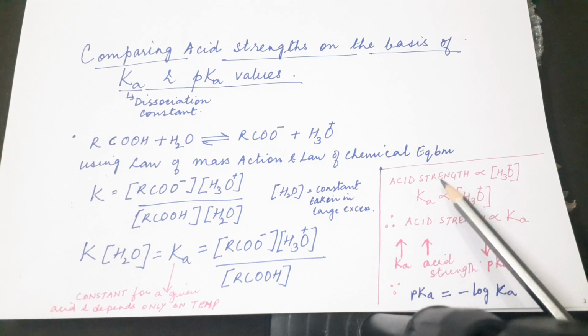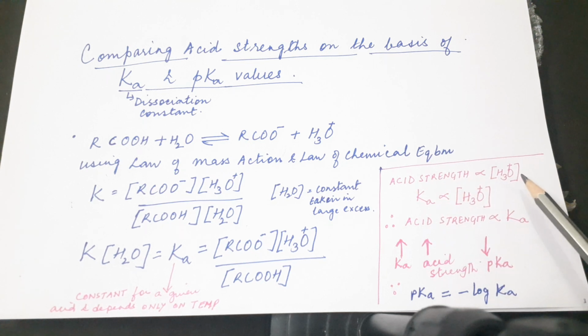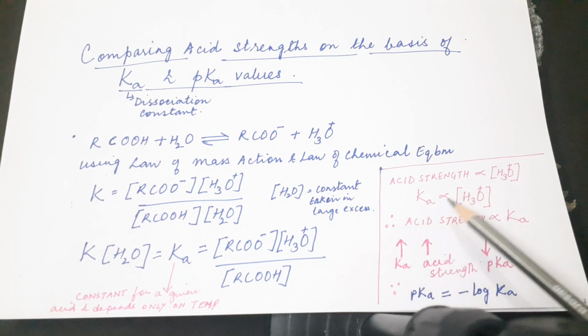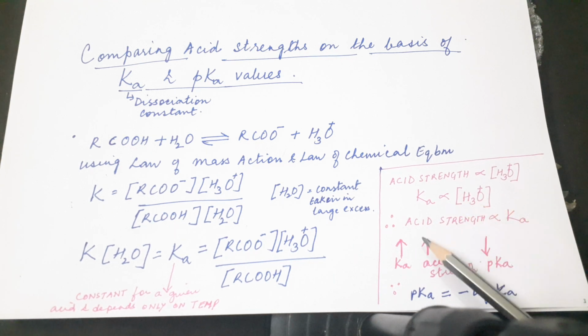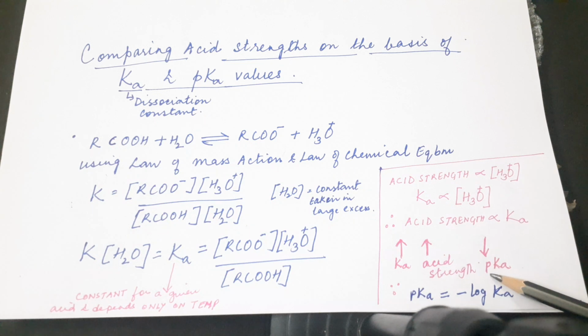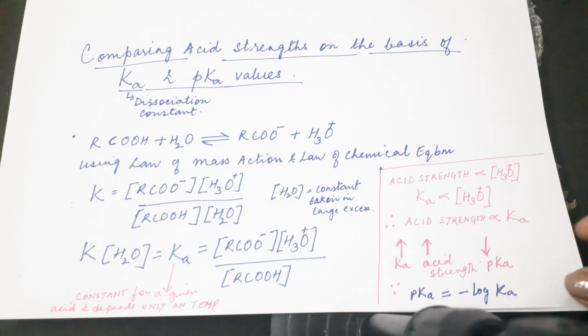So, acid strength is proportional to hydronium ion concentration. Ka mathematically is proportional to hydronium ion. Therefore, acid strength is also directly proportional to Ka, which implies the greater the value of Ka, the greater is the acid strength of that example under context, and the lower is the pKa value. Why? Because pKa is the negative logarithm of Ka.